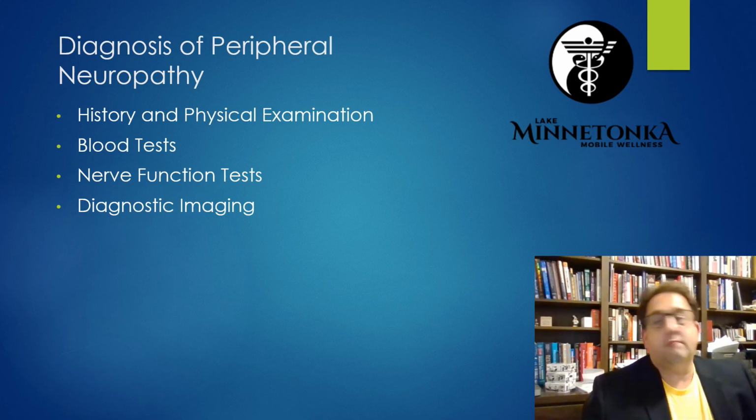Now, the diagnosis of peripheral neuropathy is mostly done with the history and physical examination. We ask you the questions. Have you noticed this? When did it come on? How is it affecting your life? What are the things that you cannot do now that you could do before? And then discuss the symptoms, discuss other things going on. We will often do blood tests to rule out things like diabetes or thyroid problems, and then maybe even do some nerve function tests or diagnostic imaging, but mostly we diagnose this with history and physical examination.